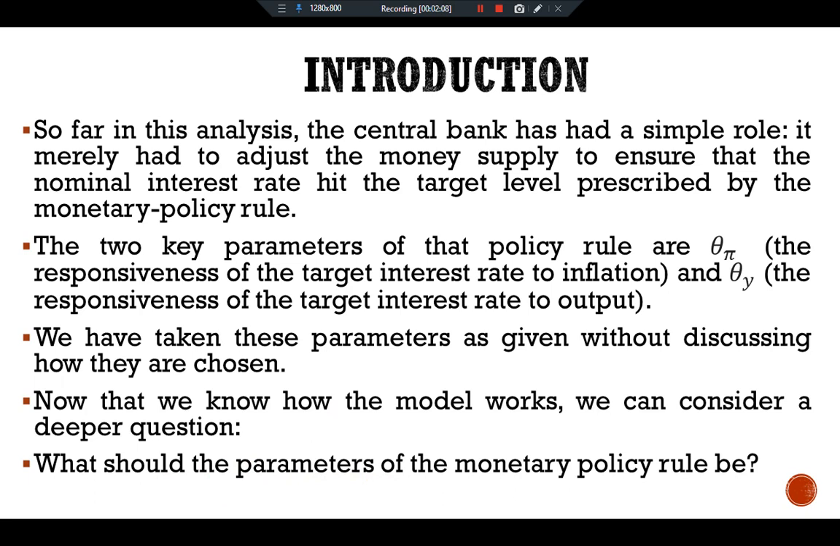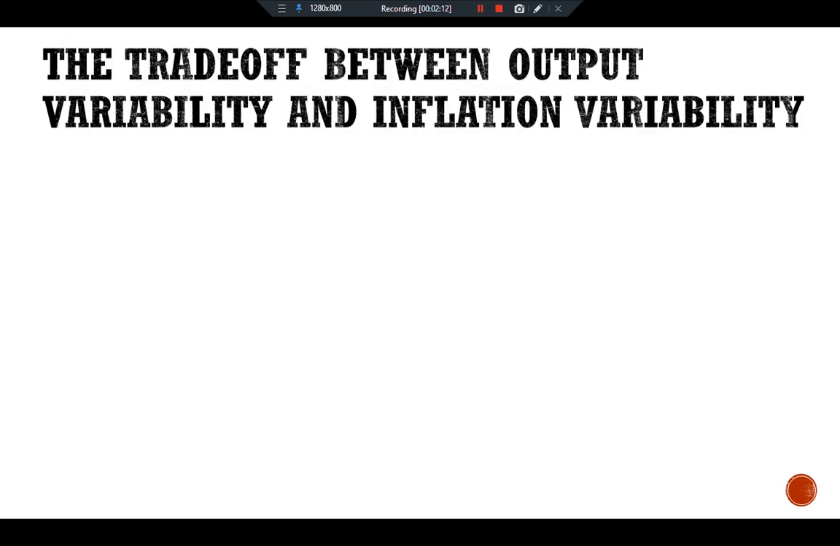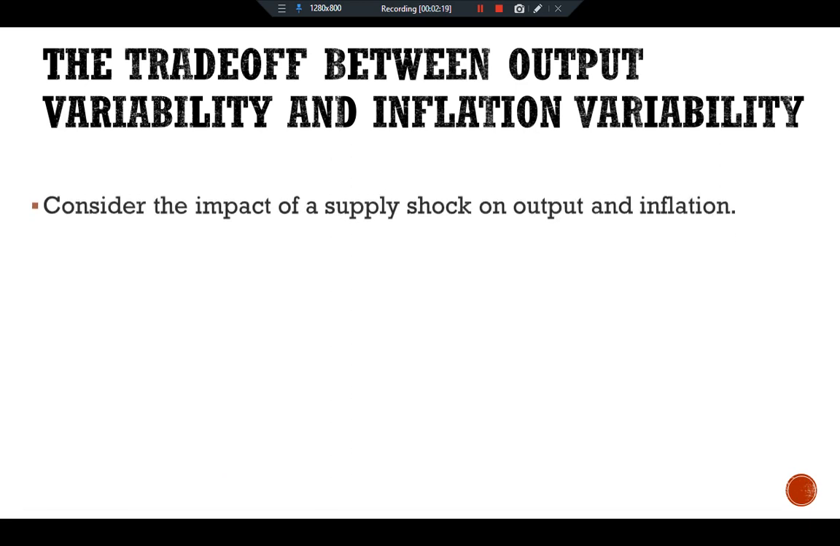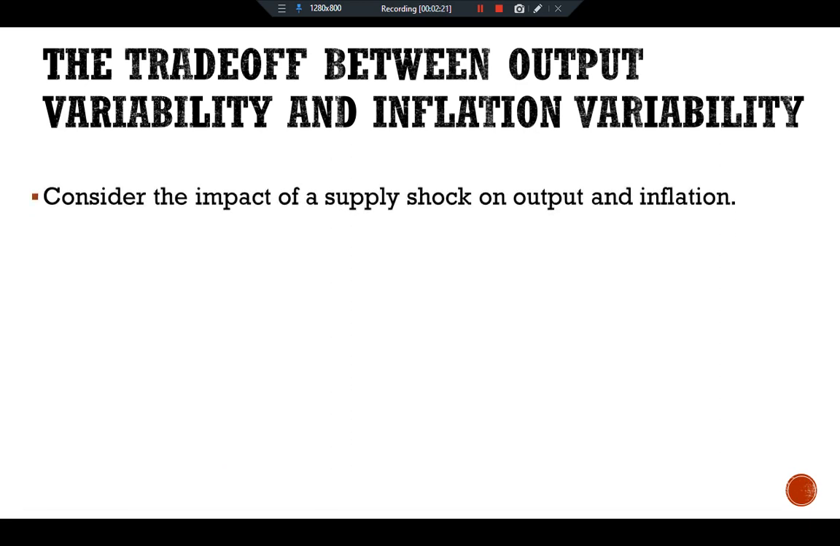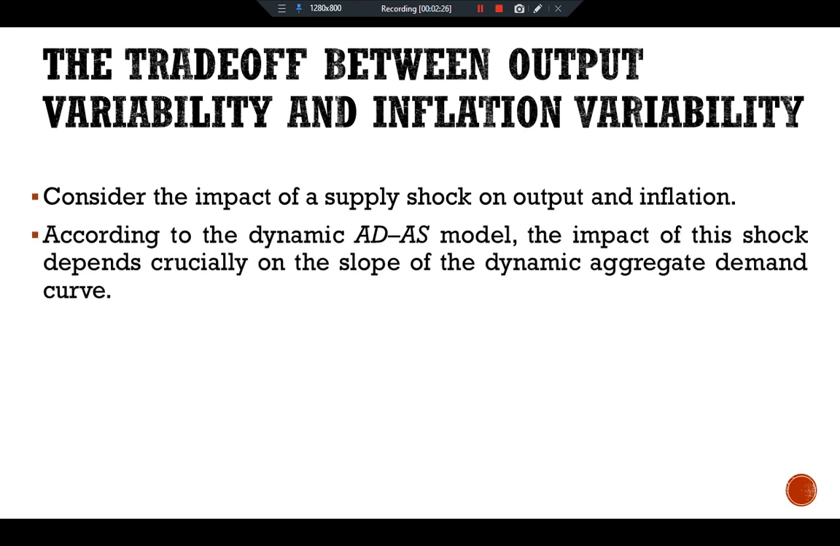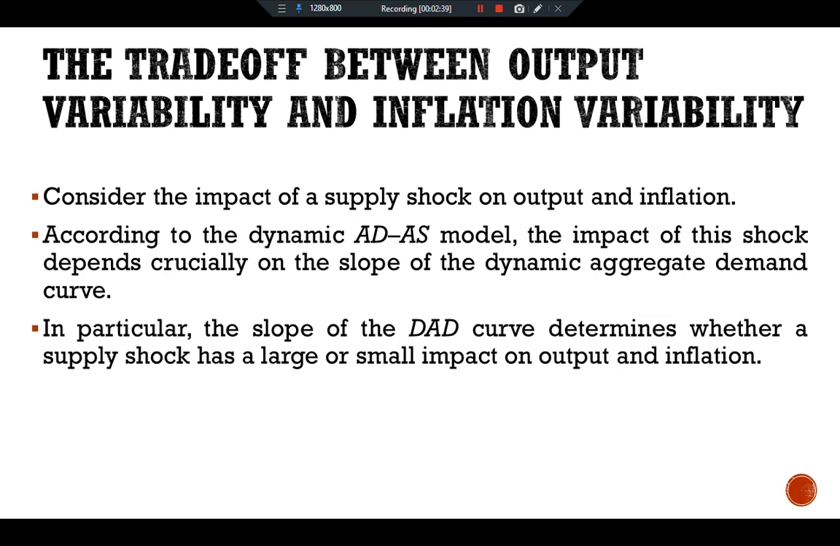So for the answer to this question, let's first discuss the trade-off between output variability and inflation variability. Consider the impact of a supply shock on output and inflation. According to the dynamic aggregate demand and aggregate supply model, the impact of this shock depends crucially on the slope of the dynamic aggregate demand curve. In particular, the slope of the dynamic aggregate demand (DAD) curve determines whether a supply shock has a large or a small impact on output and inflation. So for this purpose, let's see a graphical presentation here.